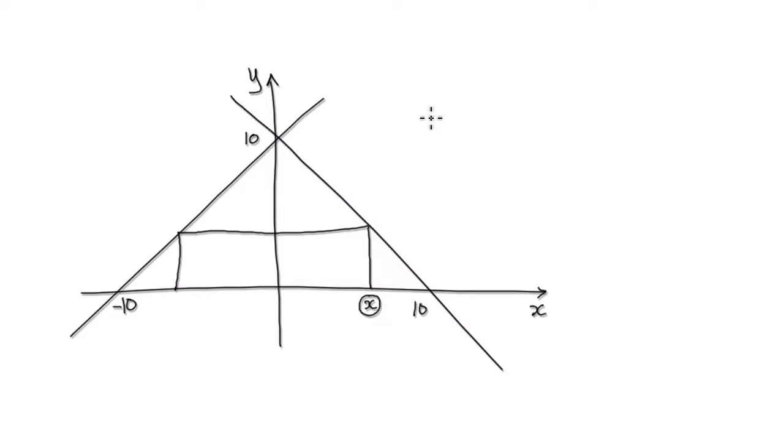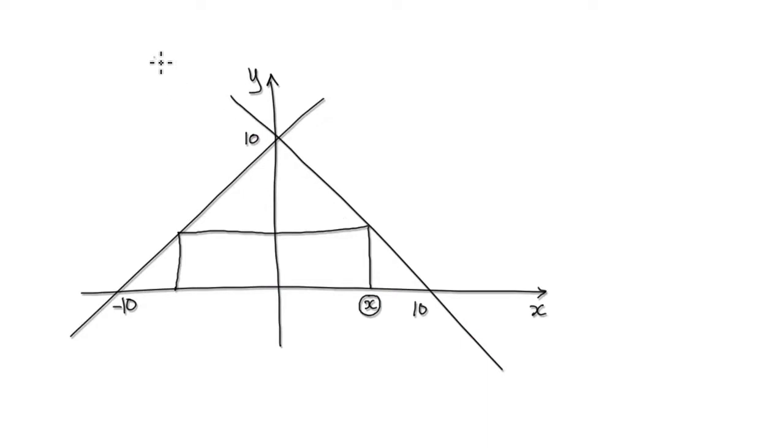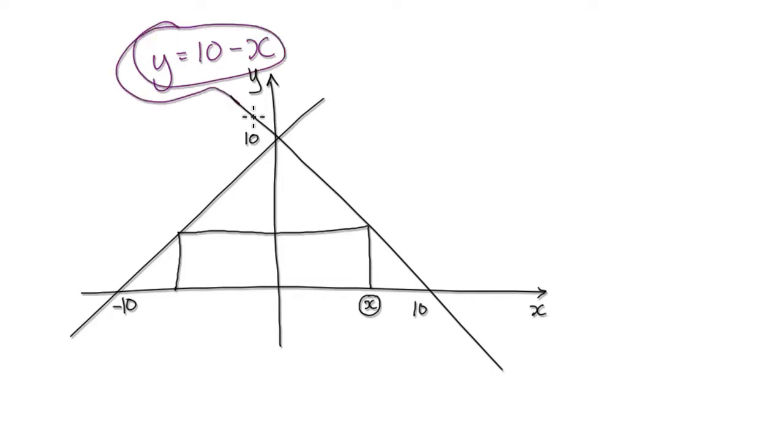Any straight line will have the form y equals mx plus c. The intercept here is 10, so we know c is 10, and the gradient is 10 divided by 10. It's going downhill, so it's going to be negative 1. The equation of this line is y equals 10 minus x. I'm expecting you to know how to come up with the equation of this straight line. So let's start again here.